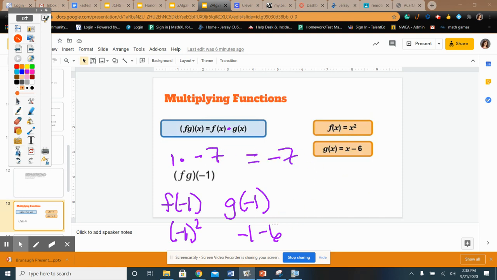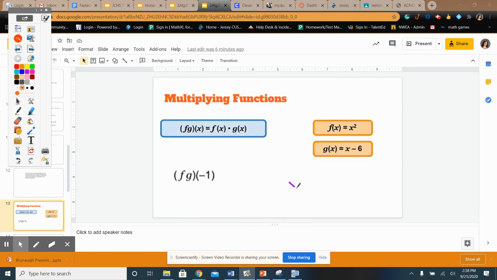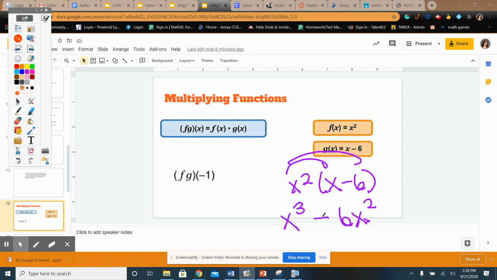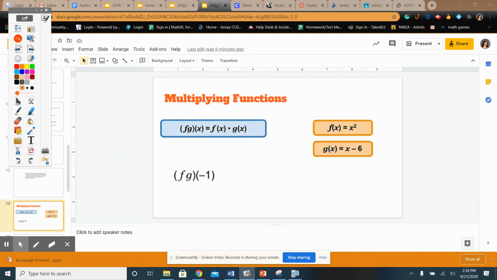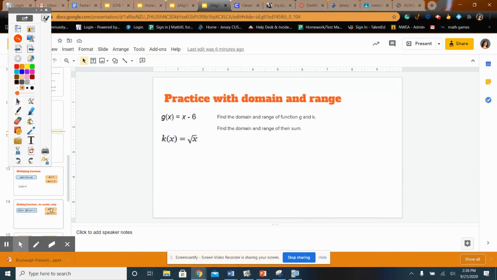Your other option could be to actually find the rule. You can take x squared times x minus 6. You will have to distribute. That is x cubed minus 6x squared. Now you can plug the -1 in. -1 to the third minus 6 times -1 squared. Lots of negatives here. -1, minus 6 times a +1, which is also -7. So you can multiply functions as well.